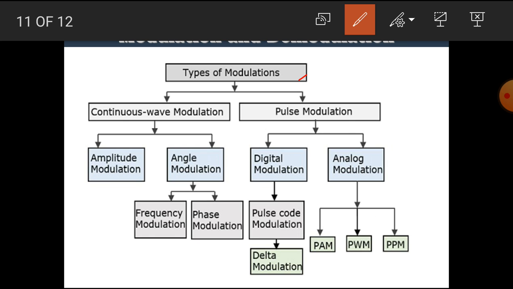Mainly, there are two types of modulation: continuous wave modulation and pulse modulation. The continuous wave modulation is further divided into two types: amplitude modulation and angle modulation. Angle modulation also has two types: frequency modulation and phase modulation. The pulse modulation has two types: digital modulation and analog modulation. Digital modulation has several types such as pulse code modulation and delta modulation. Analog modulation has three types: pulse amplitude modulation, pulse width modulation, and pulse phase modulation.